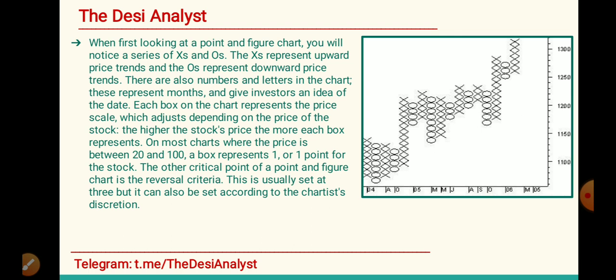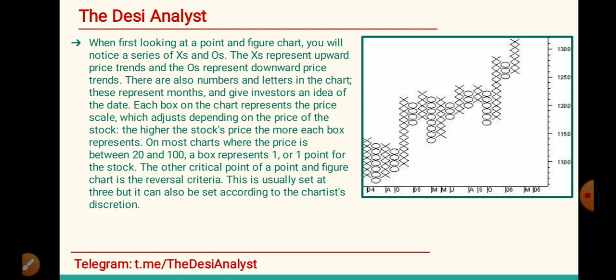When first looking at a point and figure chart, you will notice a series of X's and O's. The X's represent upward price trends and the O's represent downward price trends. There are also numbers and letters in the chart. These represent the month and give investors an idea of the date. Each box on the chart represents the price scale, which adjusts depending on the price of the stock. The higher the stock's price, the more each box represents. On most charts where the price is between 20 and 100, a box represents 1 point for the stock.